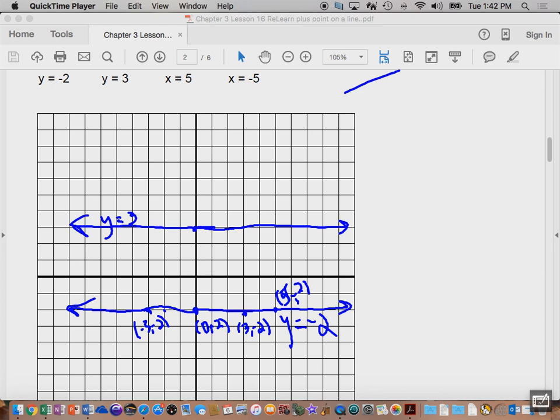1, 2, 3, 4, 5. Do I mean y equals 5? No, I mean x equals 5. Because again, if you look at the coordinates, this is 5, 8, 5, 6, 5, 2. See how the x is always 5?